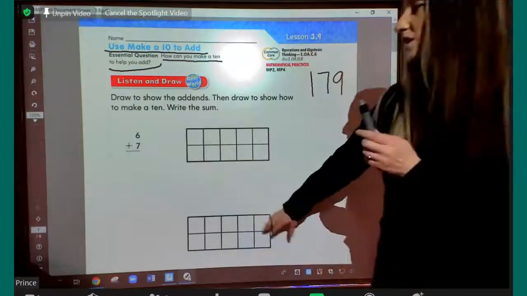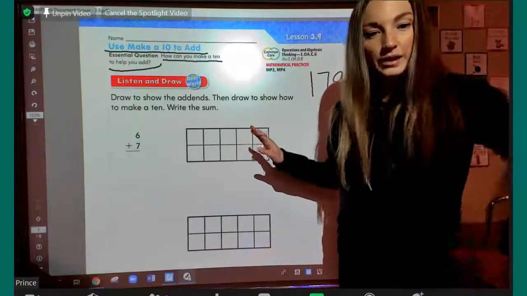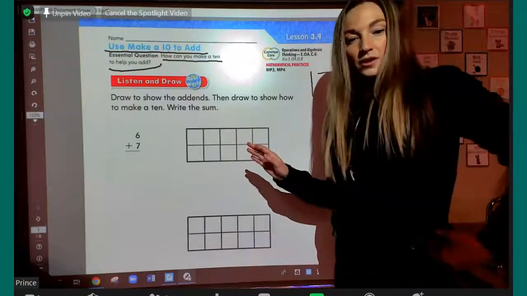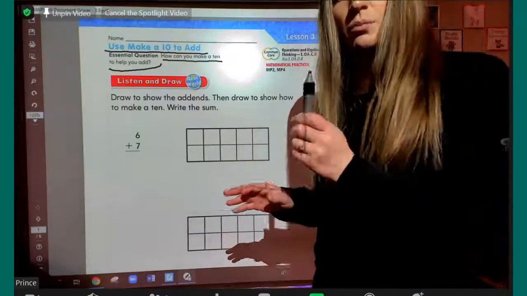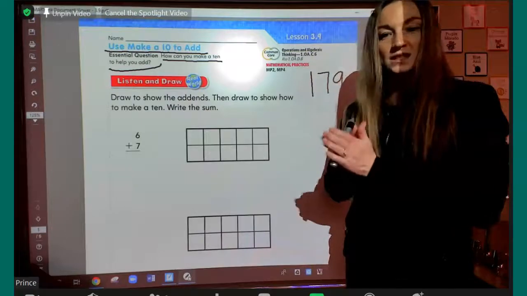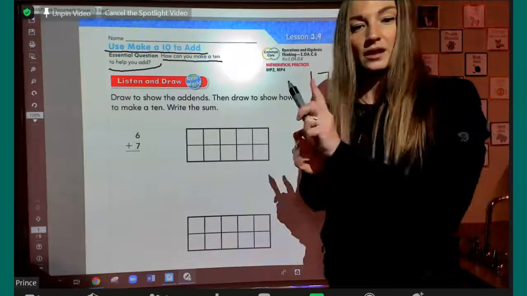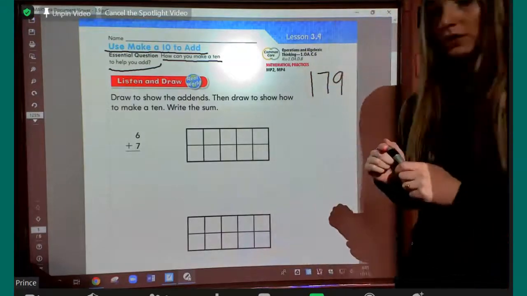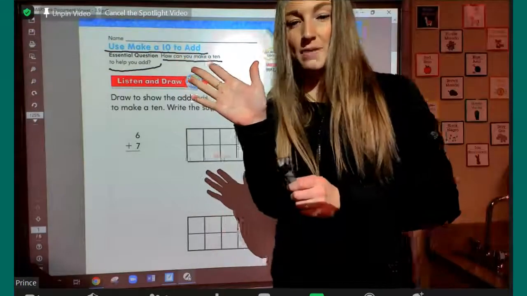We have two 10 frames here. So I'm going to read the question, and then I would like for you to have a red crayon ready and a blue crayon. So I'll give you about 15 seconds to make sure you have a red crayon and a blue crayon. You can use the raise hand button to let me know you're ready.